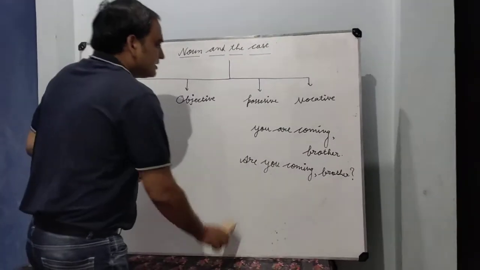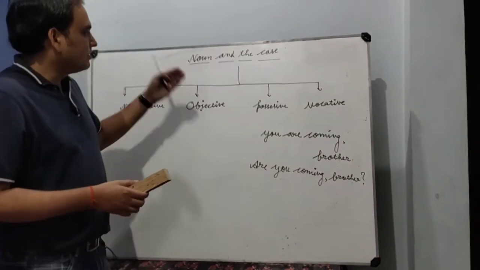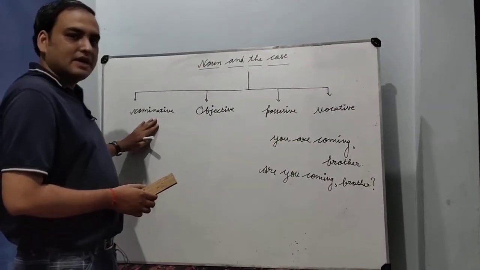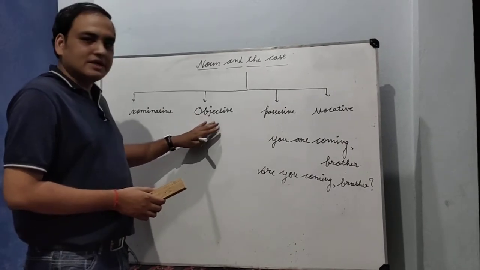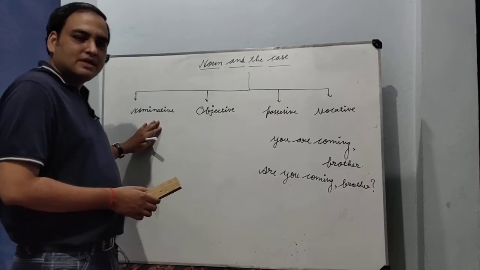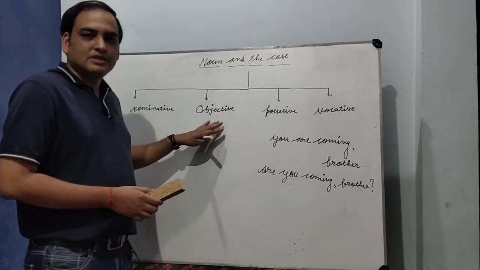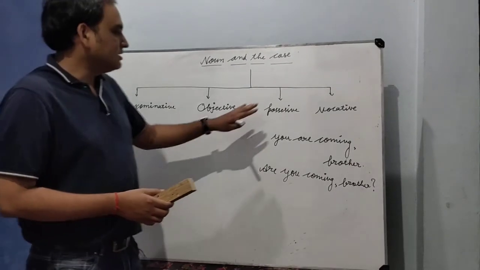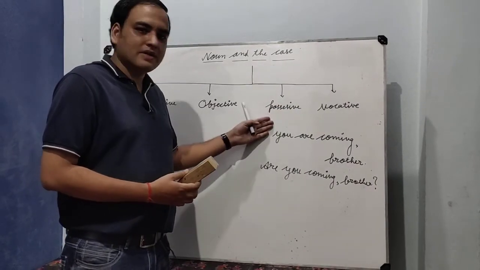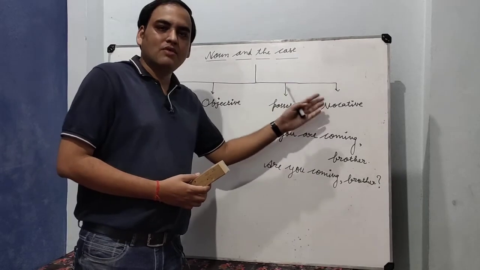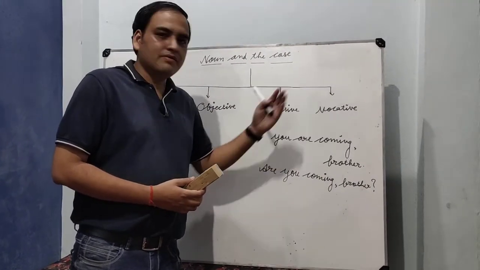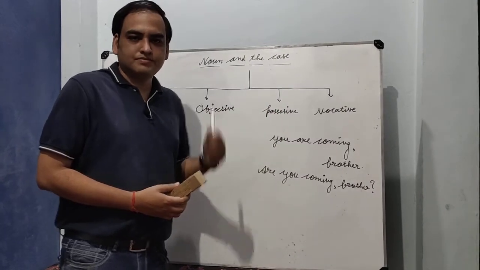So this is the last case of noun. So I will repeat it. First one is nominative case, second one is objective case. The noun used at the place of subject is nominative, the noun used at the place of object is objective, and the noun that shows relation with other noun or pronoun is the possessive case of noun. And in the last, a noun is called by someone. If a noun is called, then this is called vocative case of noun.